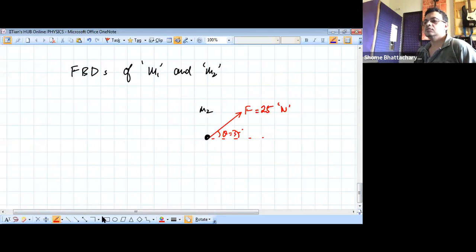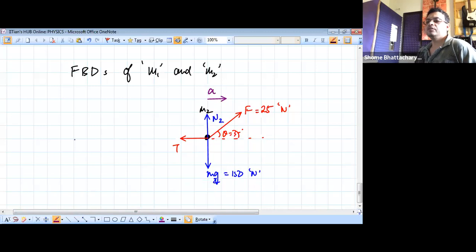Then there would be its weight, there would be normal reaction from the floor, and there was tension. So these are all the forces which are acting on it. It's weight M2g, and let's say this is the normal reaction N2 acting. And under the action of all these forces, it is having some linear acceleration along a horizontal direction. So ye ho gaya M2 ka free body diagram.